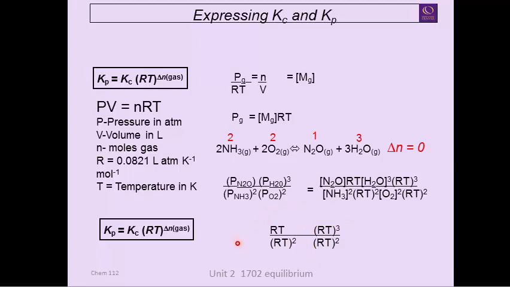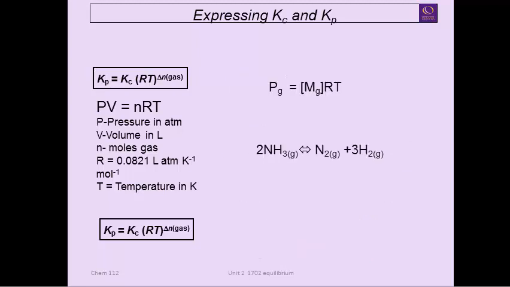Now do you see why the delta N comes into play? If it's the same on both sides, the reactants are the same as the products, then the RTs will actually cancel, and Kp equals Kc.